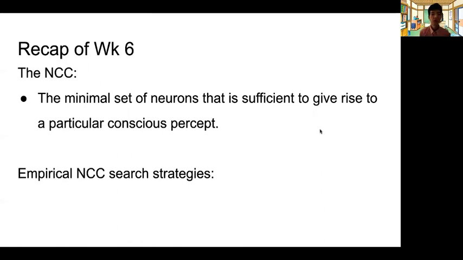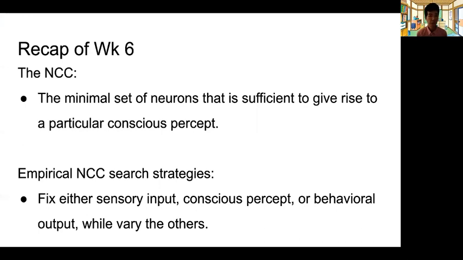And then we also introduced empirical NCC search strategies from Chris Frith's paper in TICS. There, it articulated that it is most efficient to do that by fixing either sensory input or conscious percept or behavior output while varying the others. And then I went through all the details of the tables. And I suggested that utilizing this concept would be very useful for your final writing assessment to propose a new empirical research for consciousness.